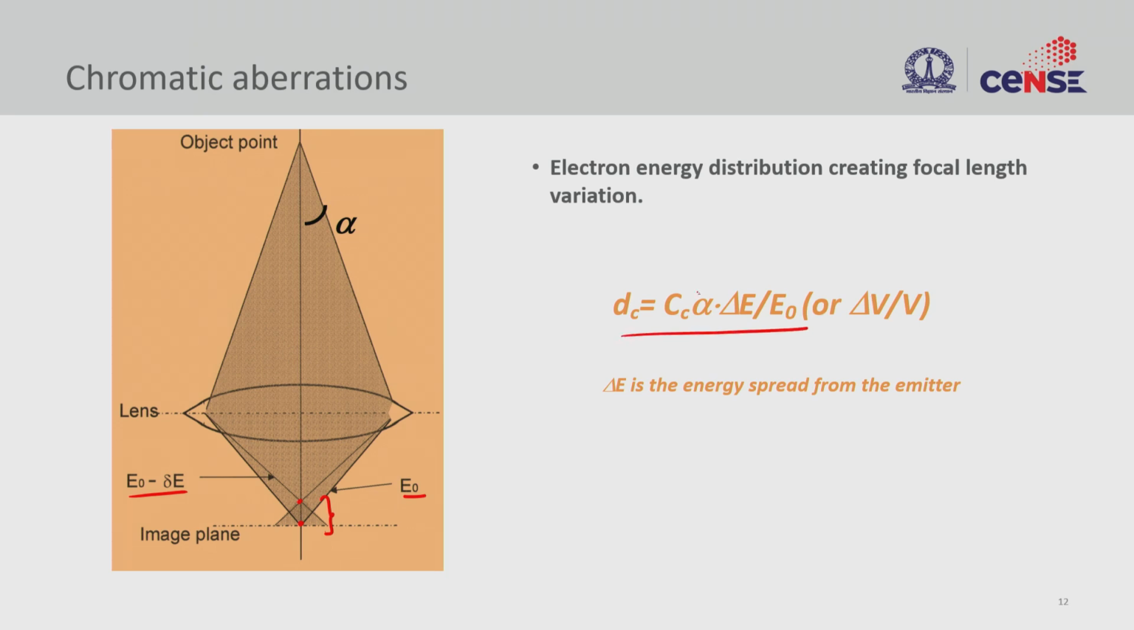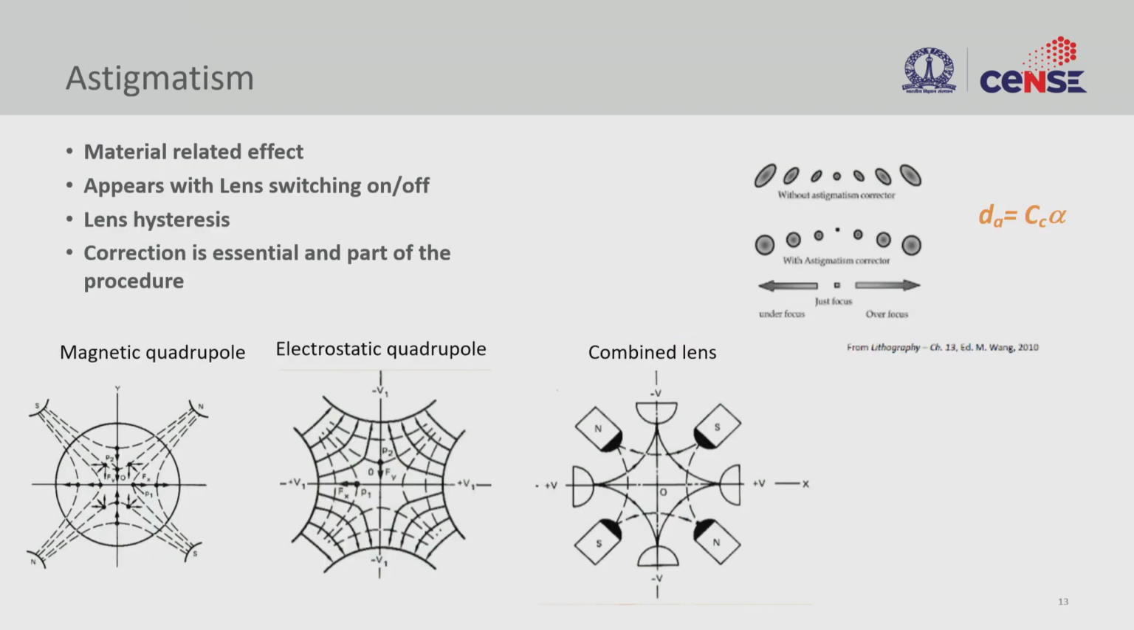Again, you can see here the dispersion angle plays a role as well, but primarily the energy difference between the central energy and the distribution plays a huge role here. And how do we control this? The astigmatism, primarily this is material related as well. When I say material related, the lens system that we use, we switch the system on and off sometimes, and there will be some hysteresis in the lens that will add up and create this astigmatism, and we need to constantly correct it.